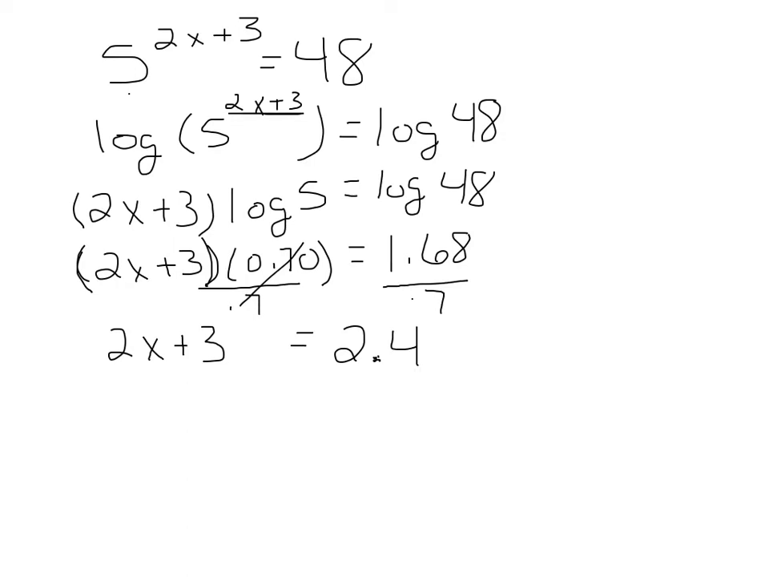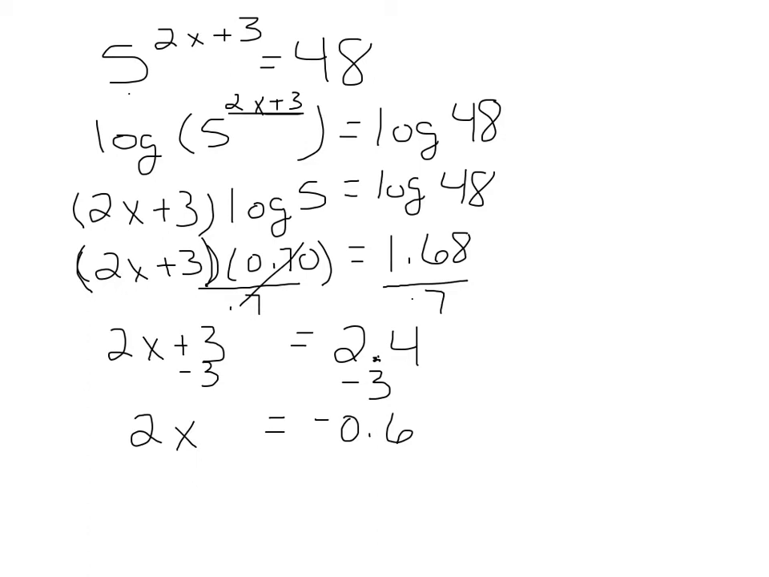Then all the stuff that was inside parentheses is done. Please excuse my dear Aunt Sally backwards, of course. So plus 3, the opposite is subtract 3, which you do to the left, you must do to the right, leaving me with 2x. 3 minus 3 is 0. 2.4 minus 3 is a negative 0.6.